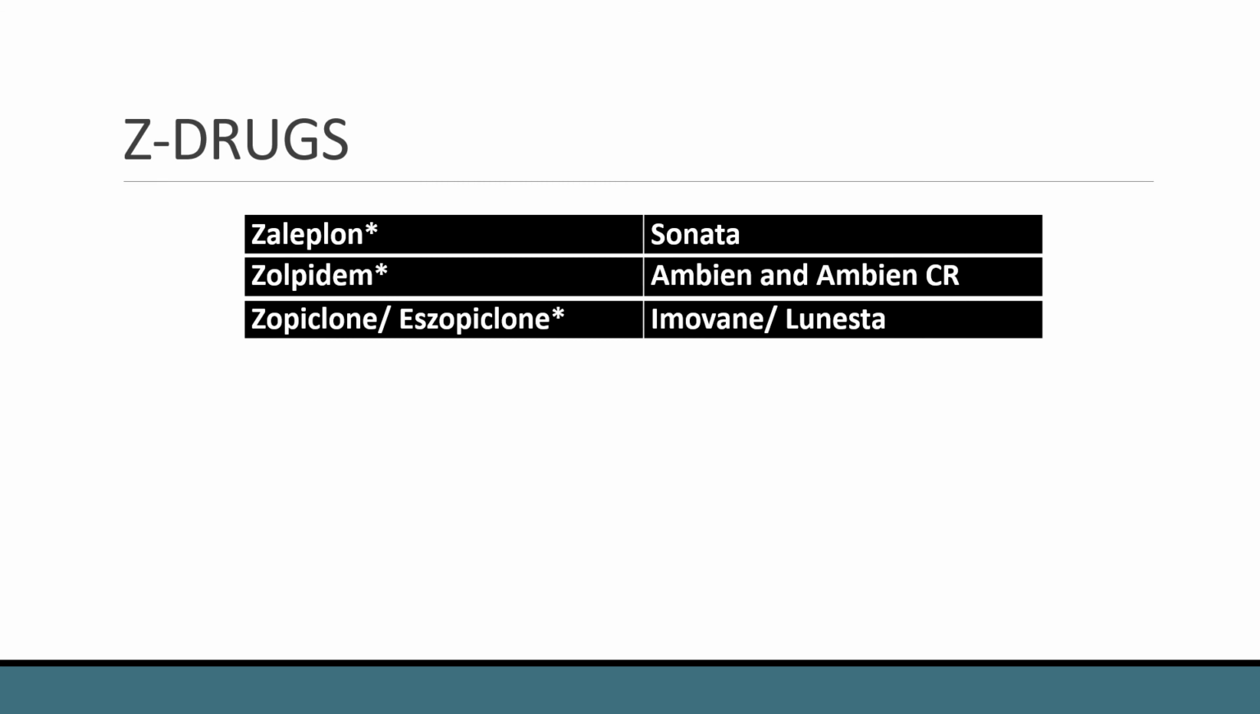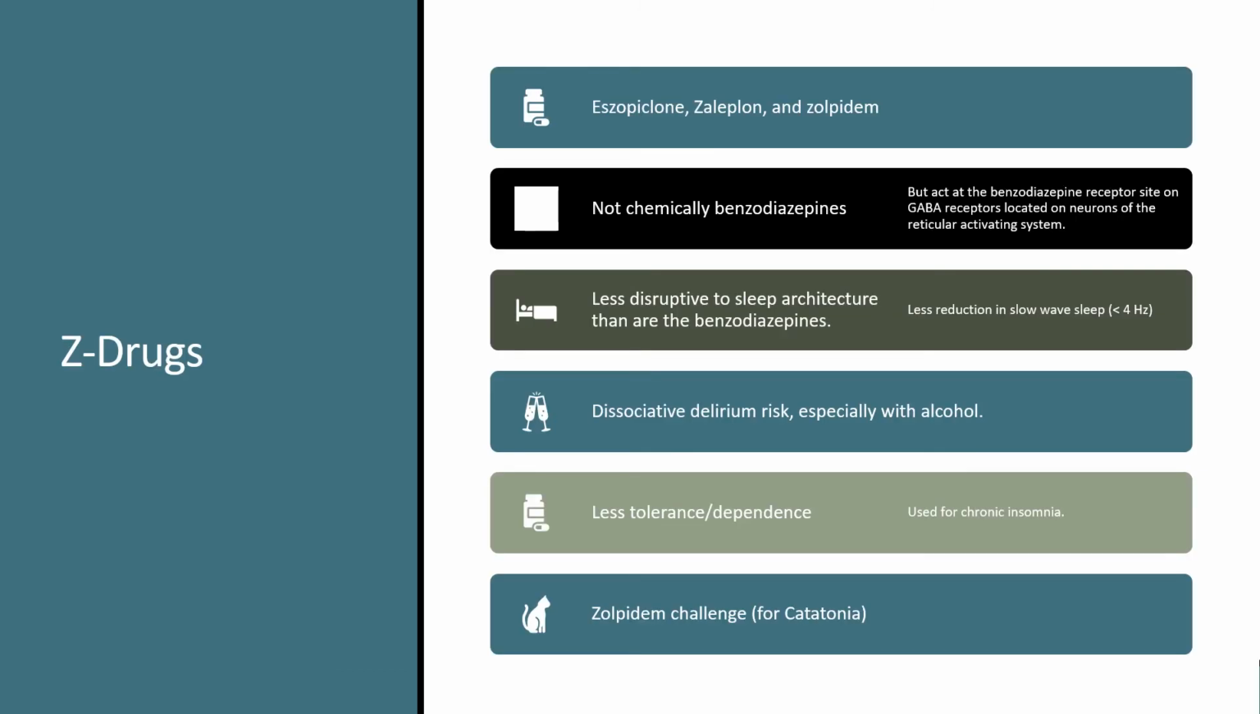Z drugs. So this is your zolpidem, your zaleplon and your zopiclone. These are the Ambiens, the Lunestas, the Sonatas. Again, I'm just going to briefly talk about the Z drugs. They're not chemically benzodiazepines. We consider them non-benzodiazepines, but they act at the benzodiazepine receptor site on GABA receptors located on neurons of the reticular activating system. Remember that the reticular activating system occurs within the brainstem, and it's a cluster of a bunch of different neurons or nuclei, and it's involved in arousal and attention.